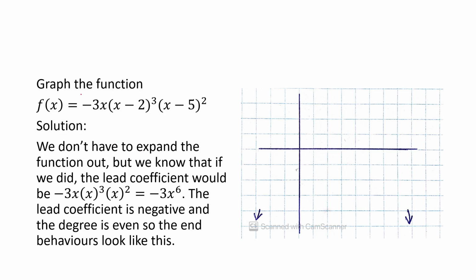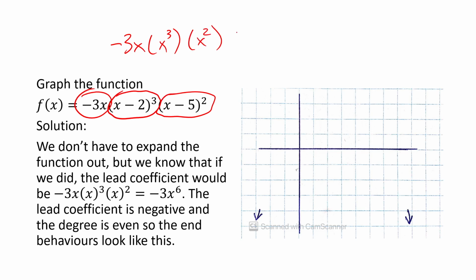We can see from this part that we've got negative 3x going into the lead term. We can see from this part that we've got x cubed going into the lead term. We can see from this part that we've got x squared going into the lead term. So the lead term is negative 3x to the 6. Because the lead term is negative 3x to the 6, we can see exactly what our end behavior should be.